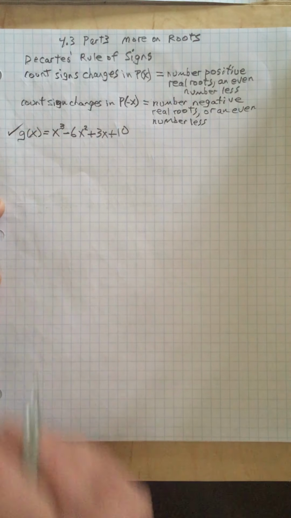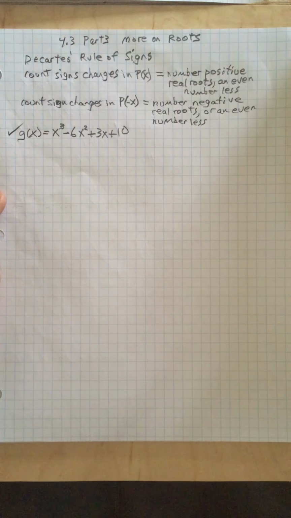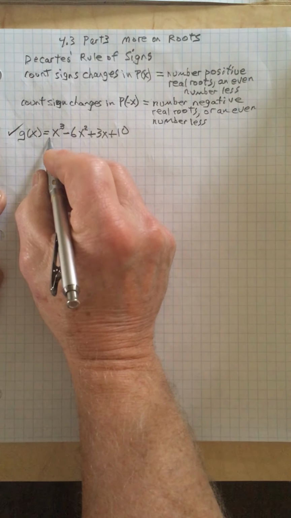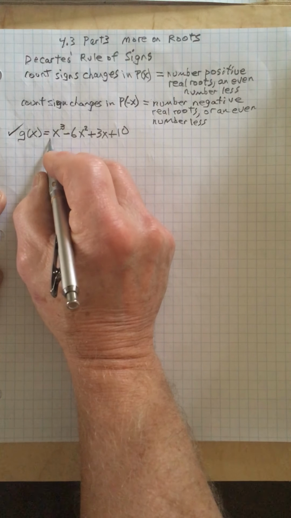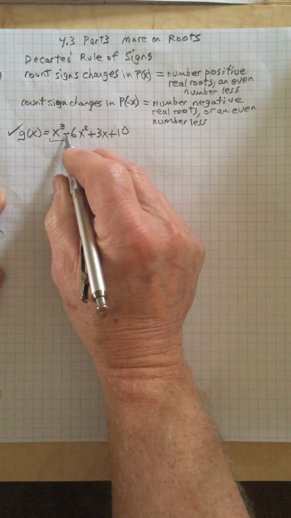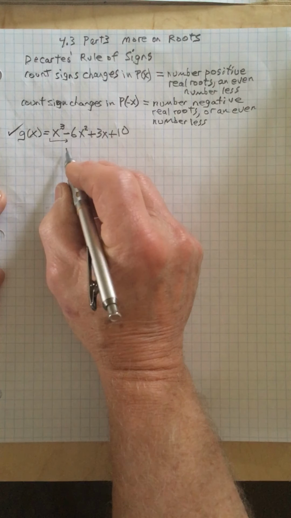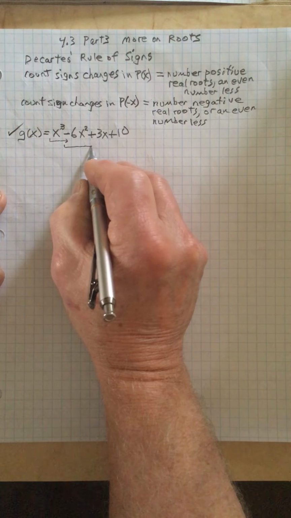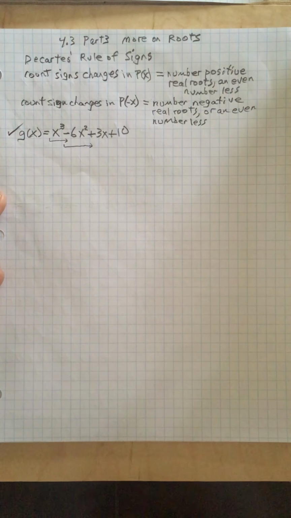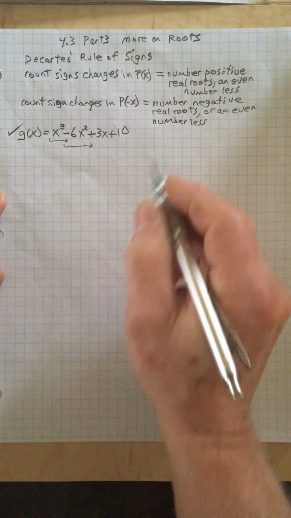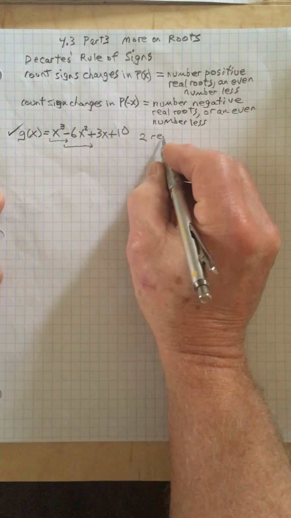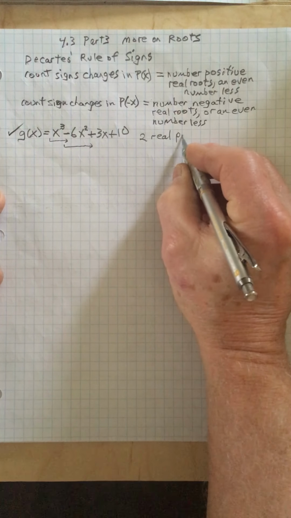Okay, so there's our function. The first test is real easy. Just look for sign changes. I have a positive 1 here, and that changes to a negative. That's a sign change. When I go from this negative to the next term, we're changing to a plus sign. When I go from here to here, there's no change in the sign. It's still positive. That's 1, 2 sign changes. So I have 2 real positive roots.